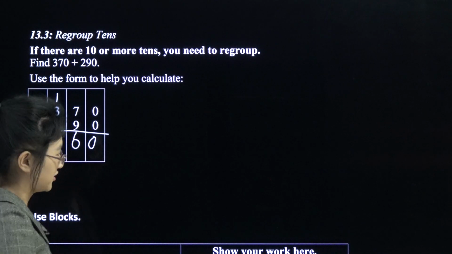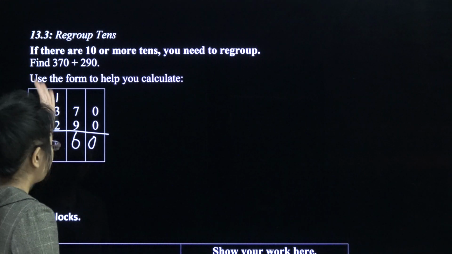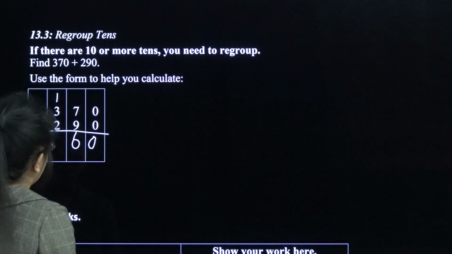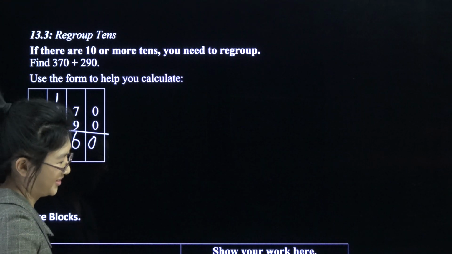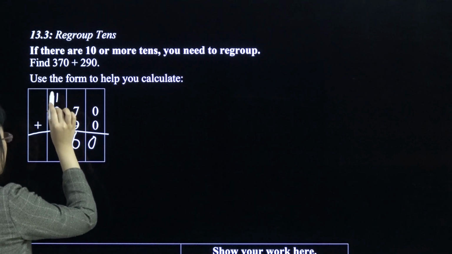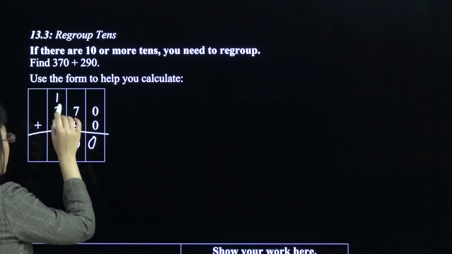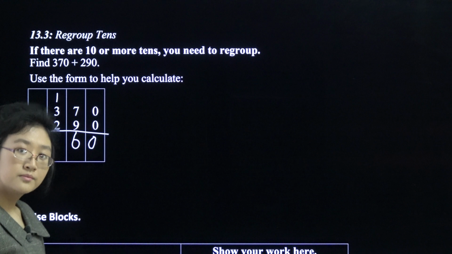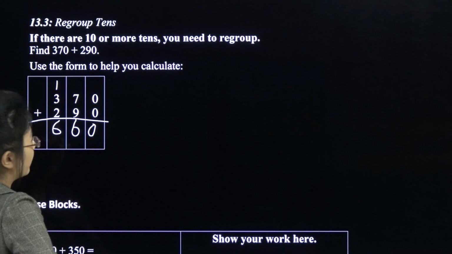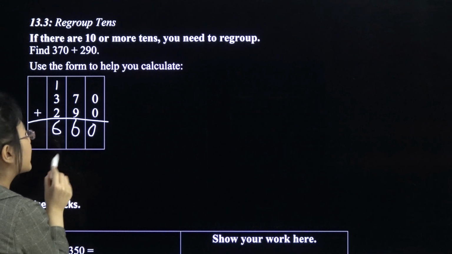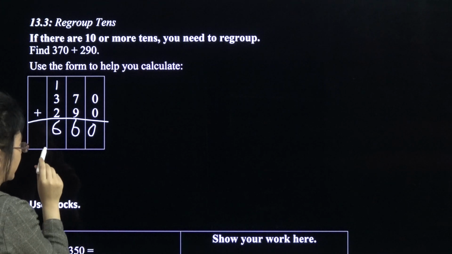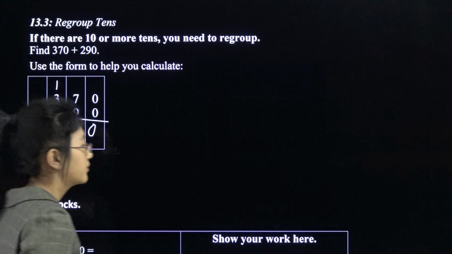Put it once. Just put it somewhere that's in the hundreds column, or whichever column that you're regrouping into, and put it once. Don't put it twice. You might accidentally confuse yourself if you do. What's 1 plus 2 plus 3, or 1 plus 3 plus 2? 6. Therefore, 370 plus 290 equals 660.